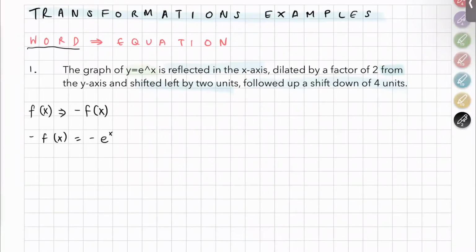Next step, dilated by a factor of 2 from the y-axis. So the first thing I look at is, it's from the y-axis. What happens here? It affects the inside of the function because it is to do with the x value. So that becomes f of, we have to take the reciprocal, which is half x. And now all you're doing is subbing this x value with the half x. So you get negative e to the power of half x.